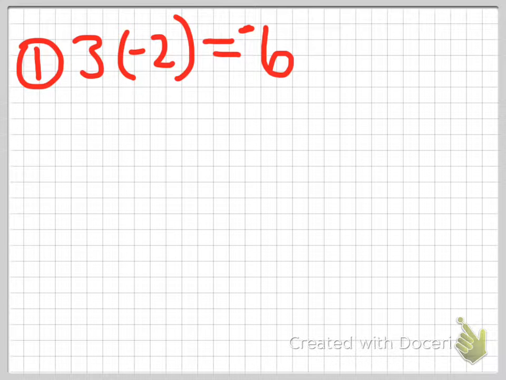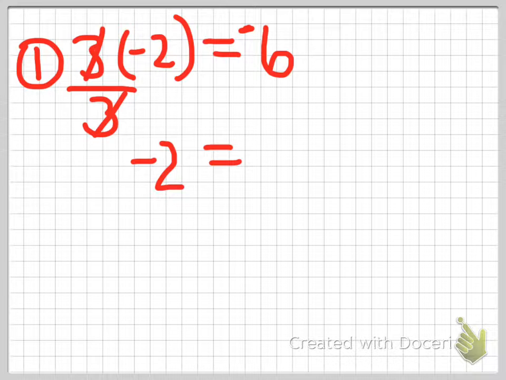Equal negative 6. Now, if I was to solve for the term negative 2, what I would need to do is divide by 3. Dividing by 3 changes the coefficient of negative 2 to a 1. 3 divided by 3 is 1. So then I just have the term negative 2. However, if you divide the left side by 3, I need to divide the right side by 3. So I'm going to divide negative 6 by 3.